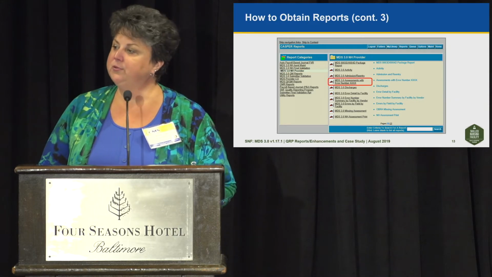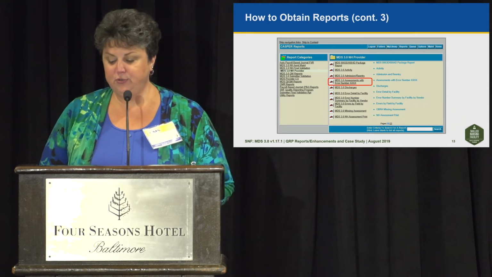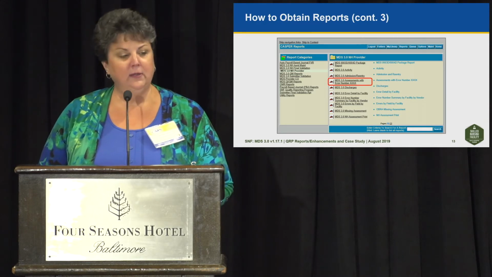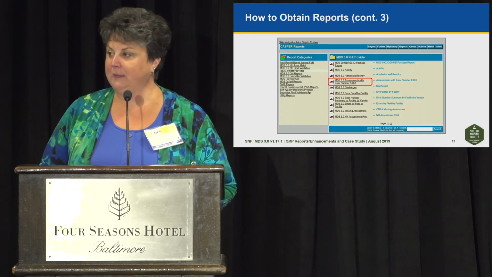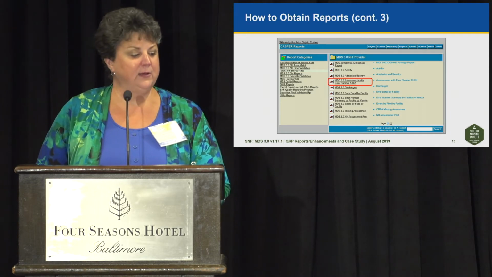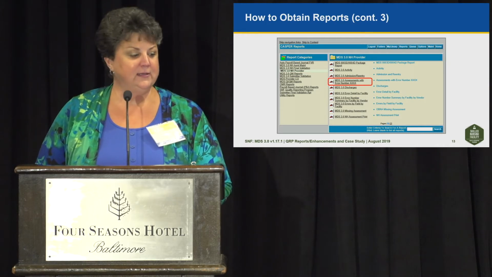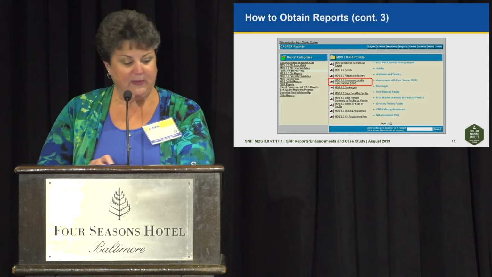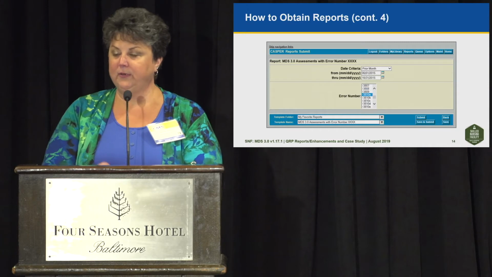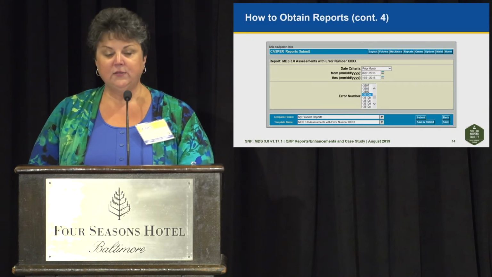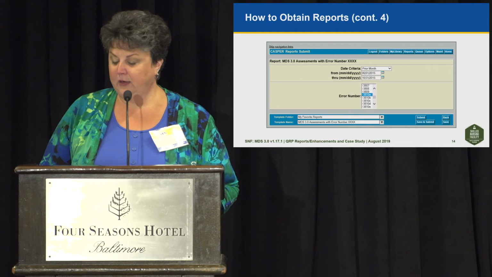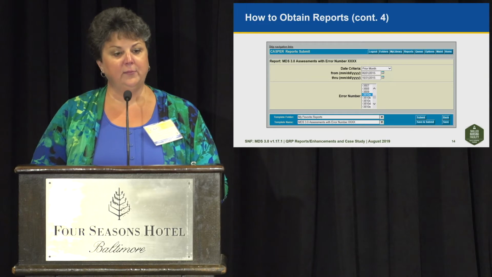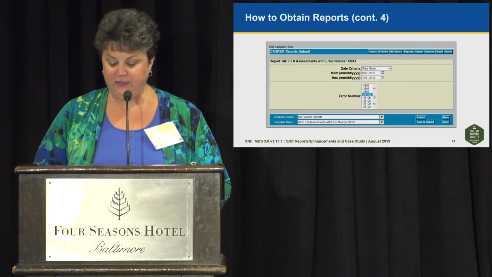So once the user's chosen the report category, they can then choose the report that they'd like to access. To request a specific report, click the abbreviated report name, displayed again as a black underlined link, and you can see here in the red box that we've picked the MDS 3.0 assessments with error number XXX. Then you'll specify the report criteria for the dates. So with this particular report that we've chosen, the error report, the user needs to choose the date range and the error number. So each report may have different criteria that you need to choose.